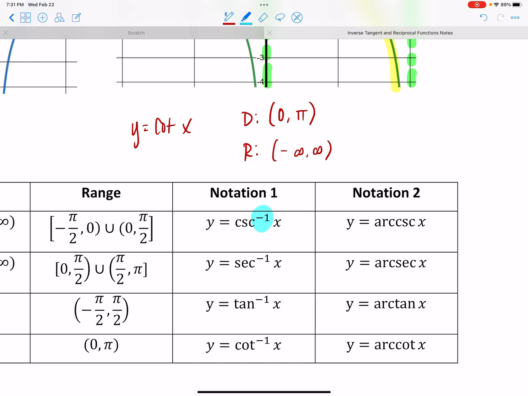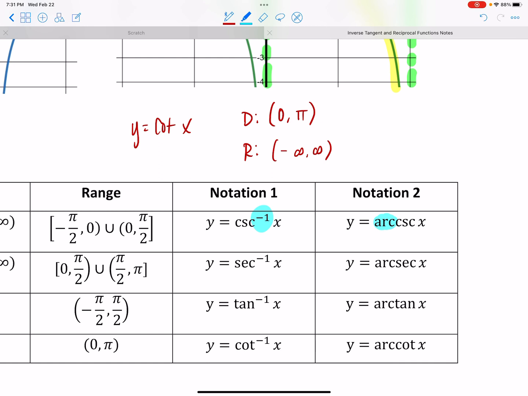This does not mean the same, so not equal to 1 over cosecant. We know that's a reciprocal, it has another name, because that could be confused with an exponent. We have this other notation. So inverse cosecant with the negative 1, or arc cosecant, two notations for the same thing. Those are both the inverse of cosecant.